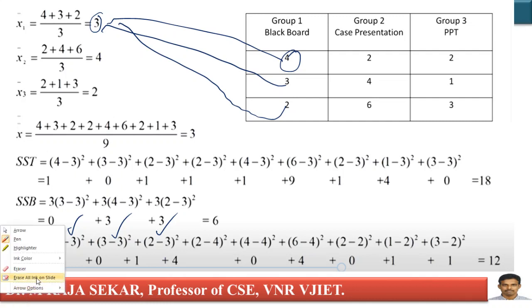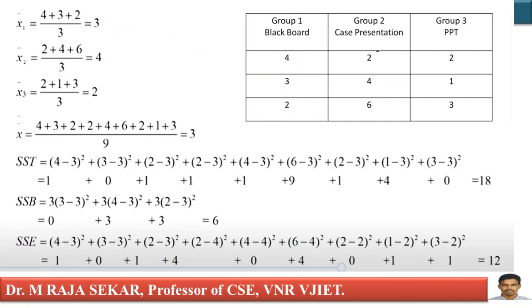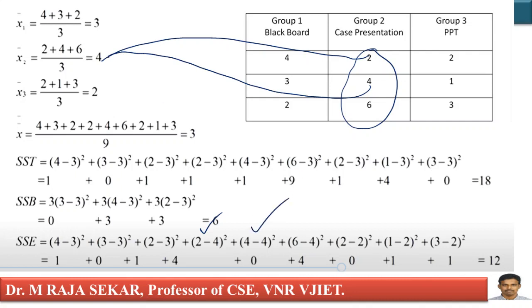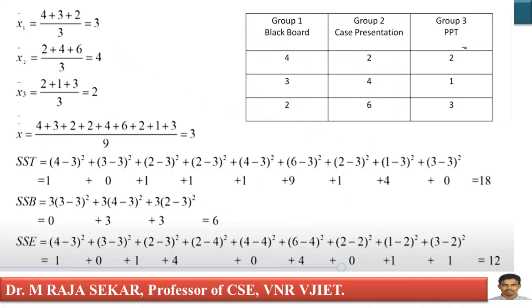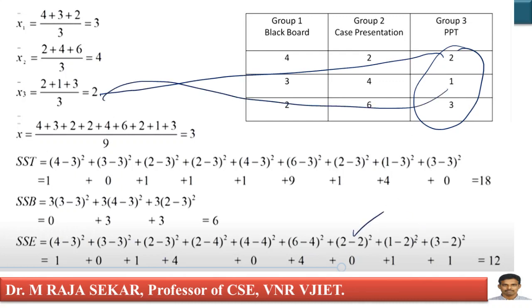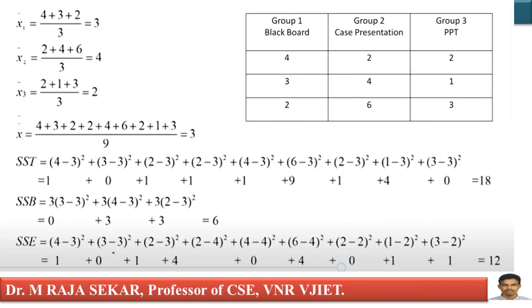In a similar manner, let me consider another one: 2, 4, 6. 2 minus 4 whole square, 4 minus 4 whole square, 6 minus 4 whole square. In a similar manner, I can calculate for the third one also. What's the mean corresponding to this one? 2 minus 2 whole square, 1 minus 2 whole square, 3 minus 2 whole square. Therefore, what is the total value? You are getting 12, isn't it?